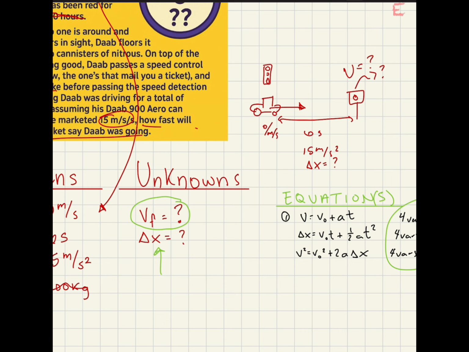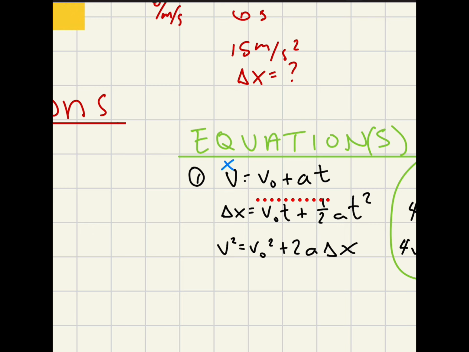So if we look at these equations, let's look at this first equation. On this first equation, v, which is going to represent v final, do we have that? No, we do not, right? We want that, but we do not have it. Do we have the initial velocity, though? Yes, because initially I'm stopped at the stoplight, right? Do we have the acceleration? Well, yes, it says it's marketed at 15 meters per second squared.